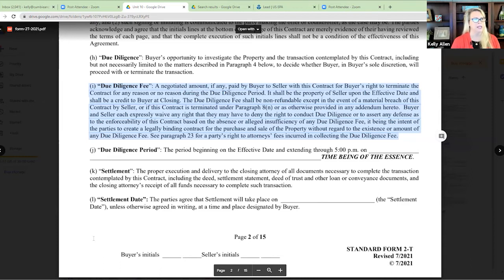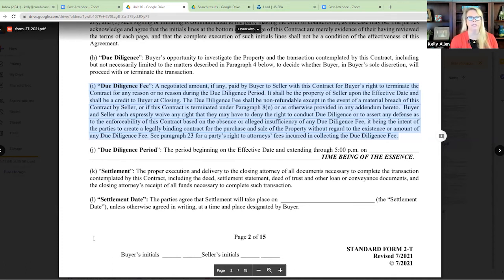Buyer and seller each expressly waive any right that they may have to deny the right to conduct due diligence or to assert any defense as to the enforceability of this contract based on the absence or alleged insufficiency of any due diligence fee, it being the intent of the parties to create a legally binding contract for the purchase and sale of the property without regard to the existence or amount of any due diligence fee. And again, it references paragraph 23, breach of contract remedies.